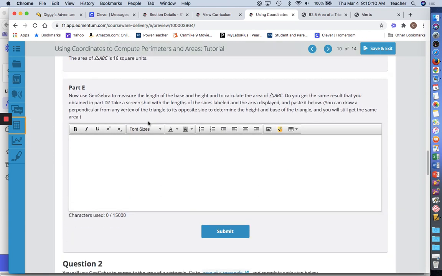Part E. Now I use GeoGebra to measure the length of the base and the height. Well, I've already done that just to prove, to calculate the area. Did you get the same? Well, I've already done that, so I just did it to prove. So yes, it is the same.